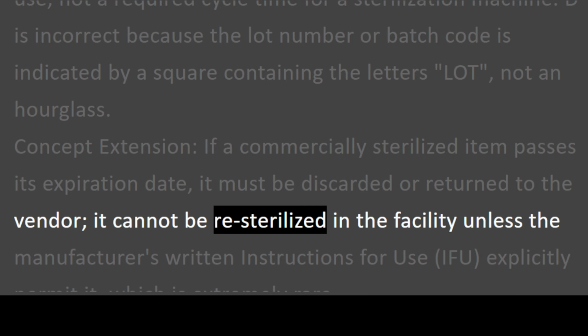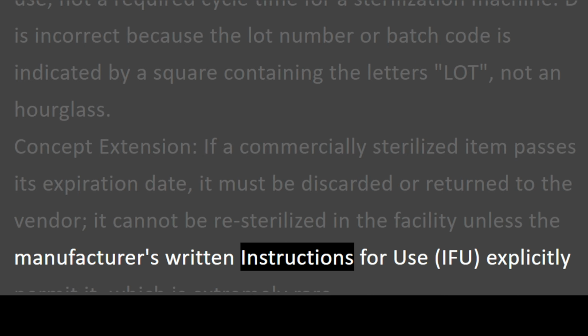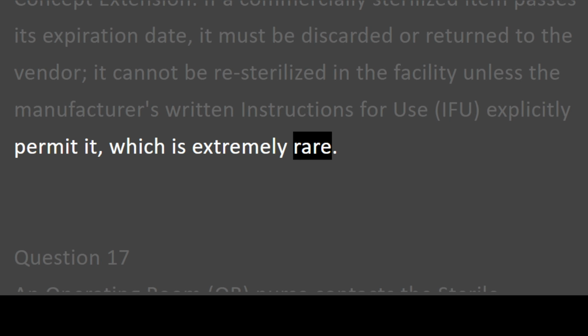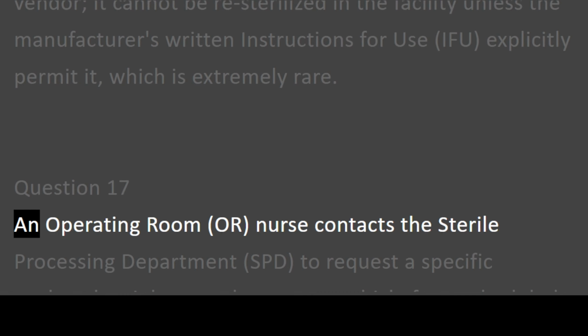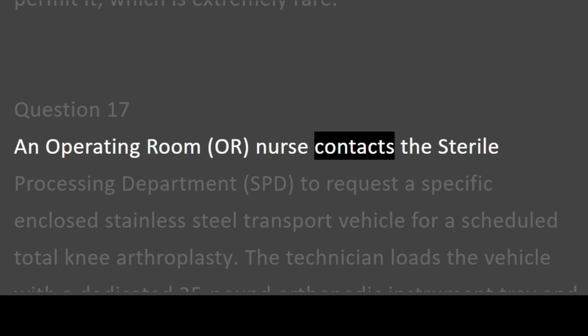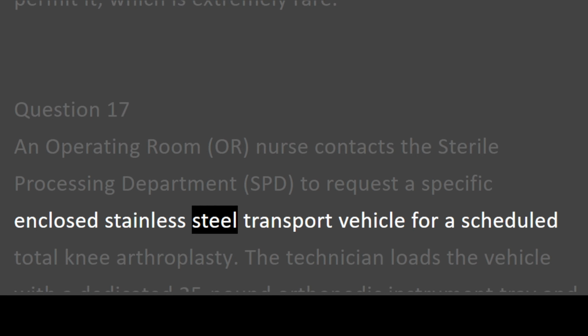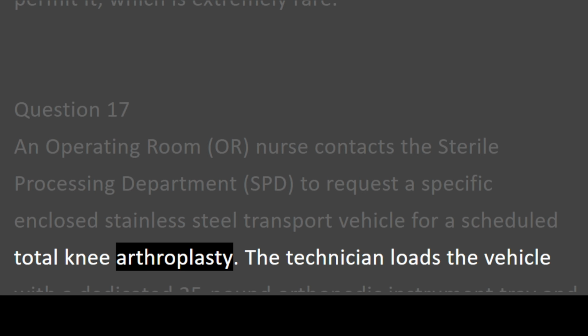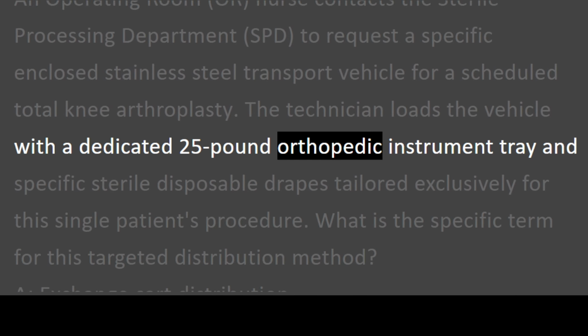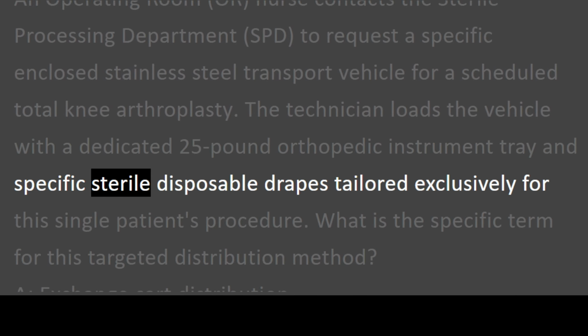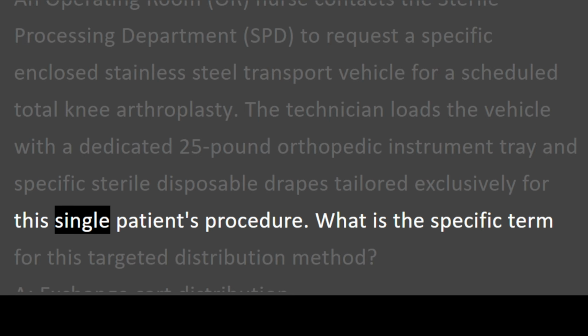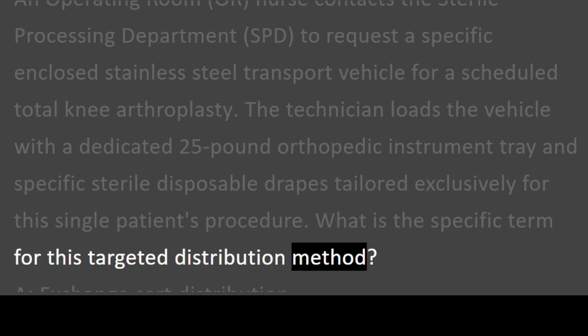It cannot be re-sterilized in the facility unless the manufacturer's written instructions for use, IFU, explicitly permit it, which is extremely rare. Question 17. An operating room, or nurse contacts the sterile processing department, SPD, to request a specific enclosed stainless steel transport vehicle for a scheduled total knee arthroplasty. The technician loads the vehicle with a dedicated 25-pound orthopedic instrument tray and specific sterile disposable drapes tailored exclusively for this single patient's procedure. What is the specific term for this targeted distribution method?